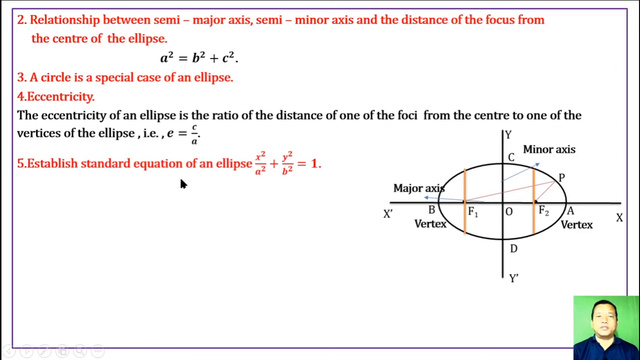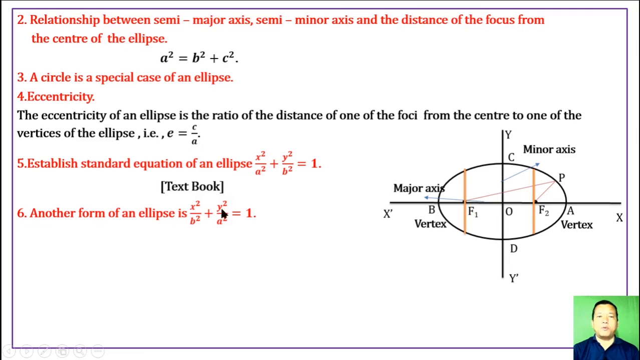The standard equation of an ellipse is x square by a square plus y square by b square equal to 1. The standard equation is established in the textbook. Another form of an ellipse is x square by b square plus y square by a square equal to 1.